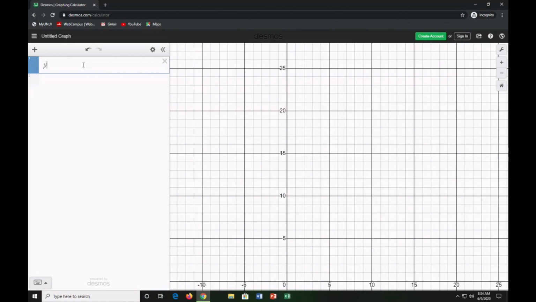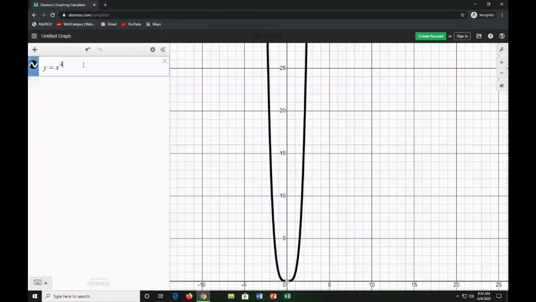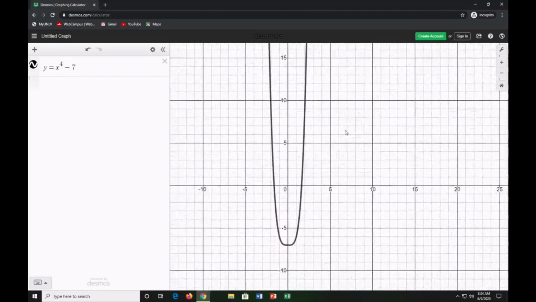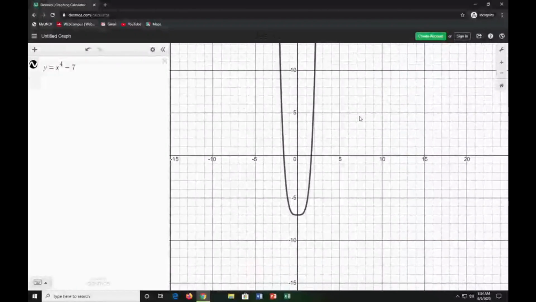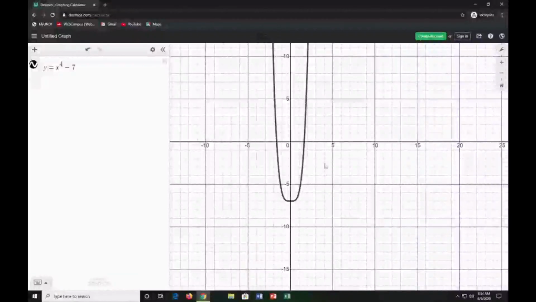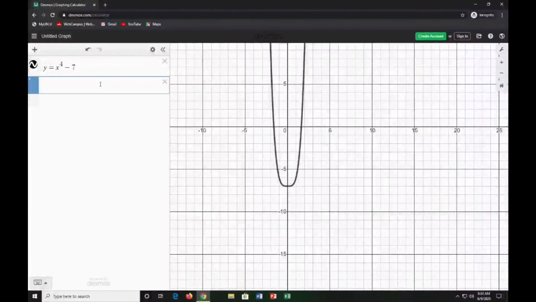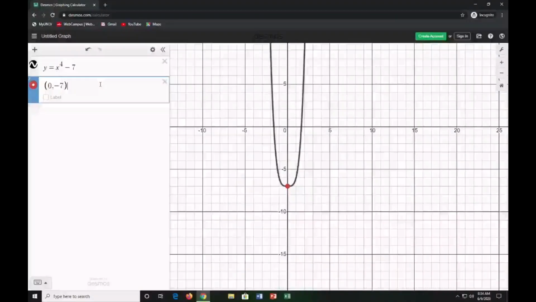Okay, so we have y equals x to the 4th minus 7. And looks like, well, I don't have to zoom out, no. So right there, so we have minus 5 minus, and then let me plot or snap to that vertex, which should be point 0 comma negative 7, right there. And then let's label it, so that is 0 comma negative 7.